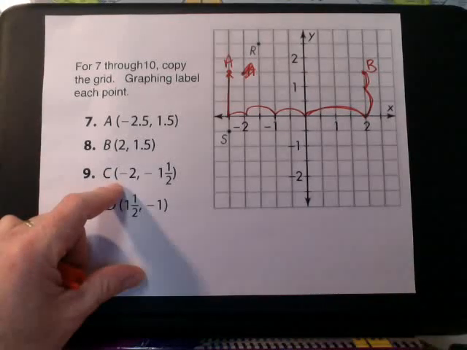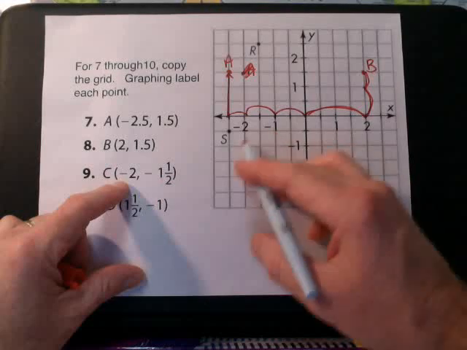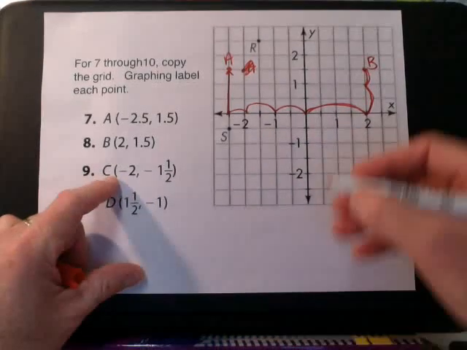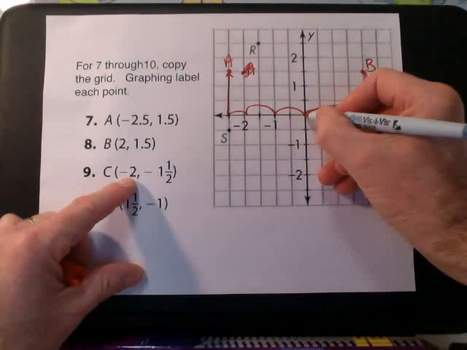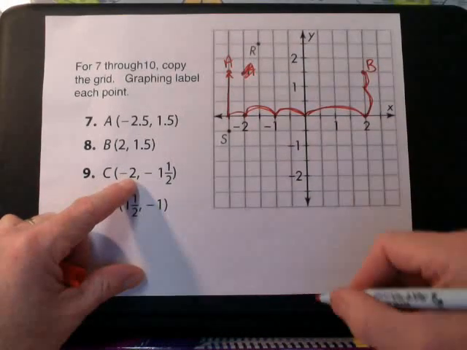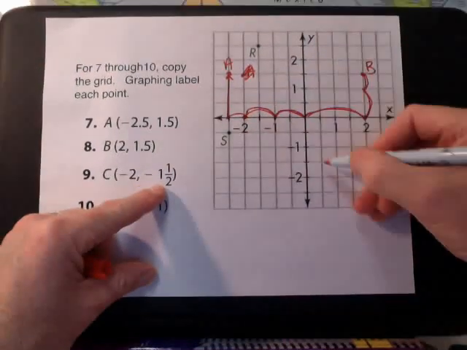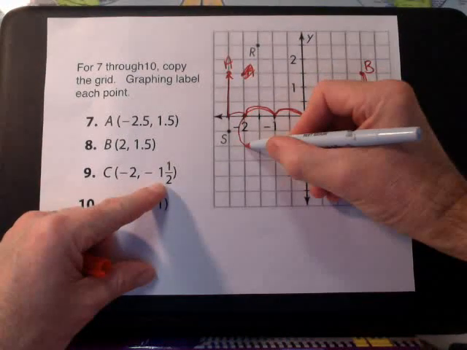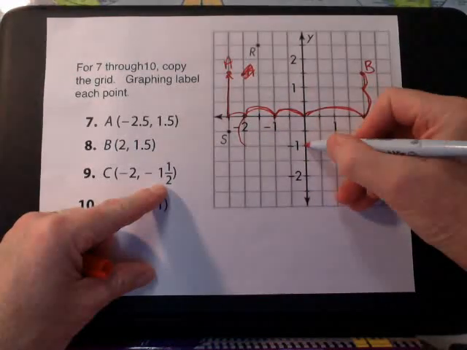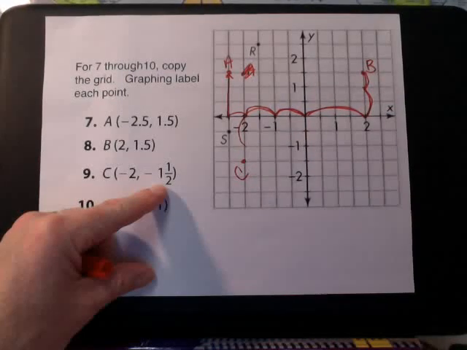Point C, when you look at it, you're talking about a negative and a negative, so we're going to be in quadrant 3. So we're going to come over a negative 2, 1, 2, so we're right there. And then we're going to come down 1.5. So we're going to come down 1 and 1.5 to there. So that'd be point C.